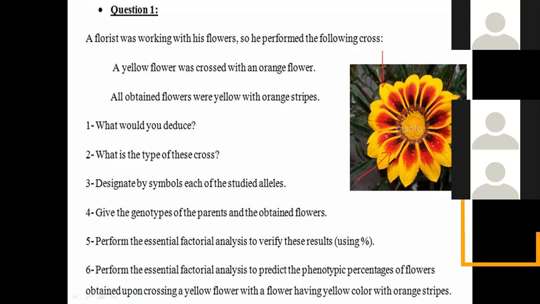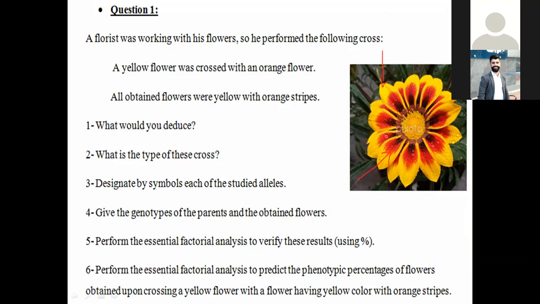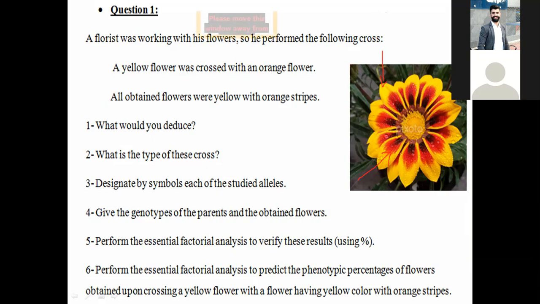So first of all, what is the case of heredity here? Is it the case of dominance, codominance, or intermediate dominance? Let's see if you know this. Yes, Colin. This is the case of codominance. Why did you say codominance?